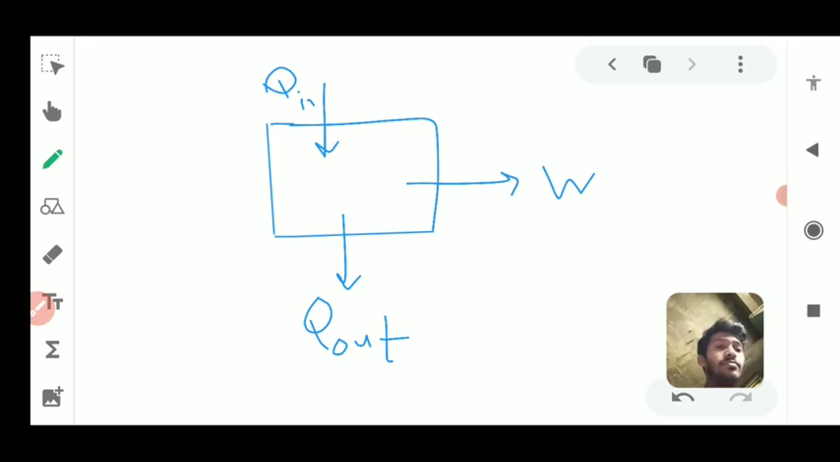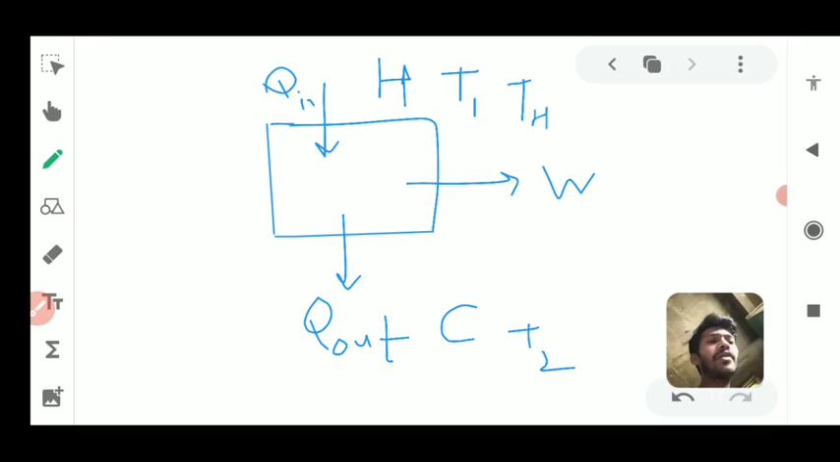Or we will have different types of reservoirs. The one from which we are absorbing heat is called a hot reservoir, which we will denote by H, which has a higher temperature, let's say T1, and Q out is thrown back to the cold reservoir, which is named T2. Or we can name them TH, the temperature of the hot reservoir, and TC, the temperature of the cold reservoir. Whatever we use, our formula will look different accordingly. So this is the basic schematic.